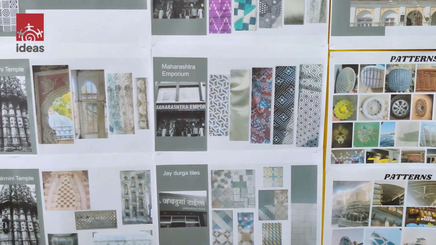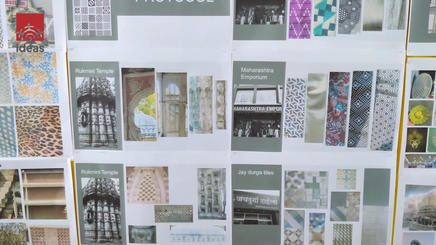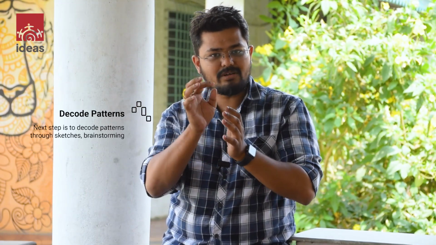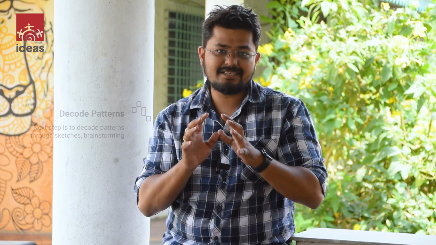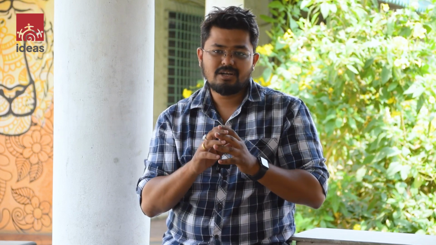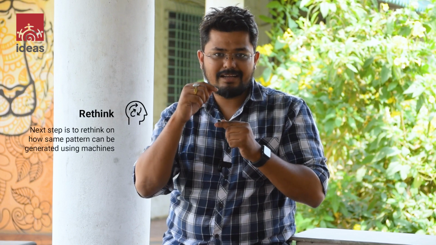After that, once that is done, we ask students to go around and search for different kinds of patterns in and around them. Some students took patterns from a leaf, some students took patterns from temples, so they took different patterns. Once the pattern was taken, we asked them to decode that pattern and sketch that pattern accordingly.